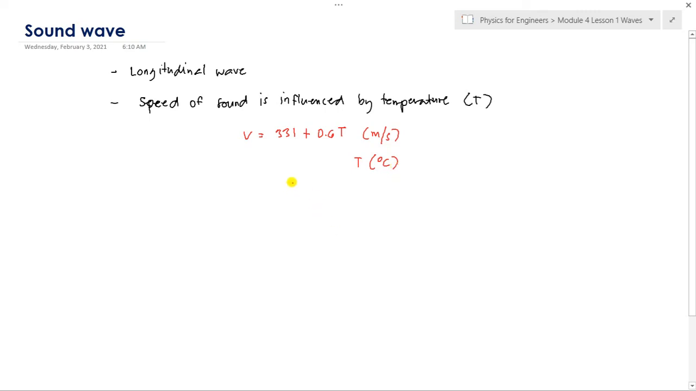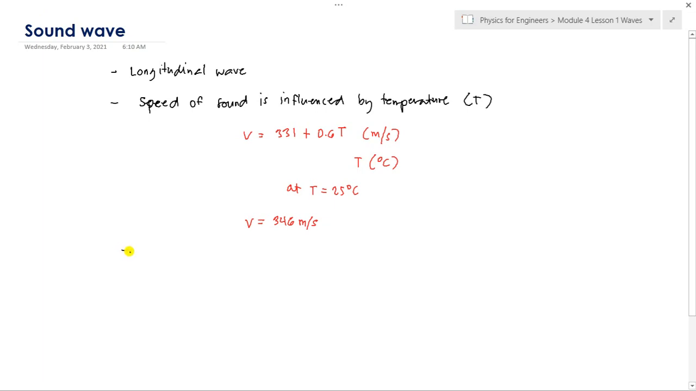So let's say at an air temperature of 25 degrees Celsius, major standard, so what would be the velocity of air there? So 331 plus 0.6 times 25. So the answer is 346 meters per second. So yan siya. Yan ang pag-quantify sa speed of sound.